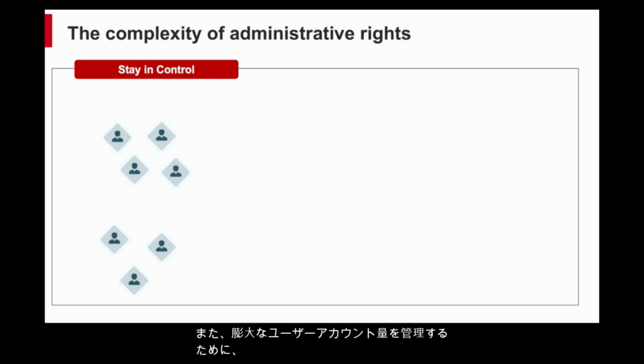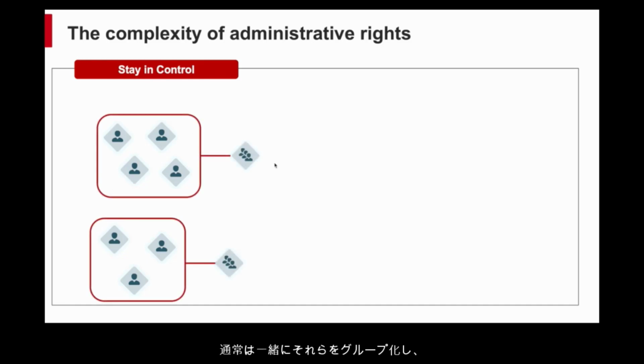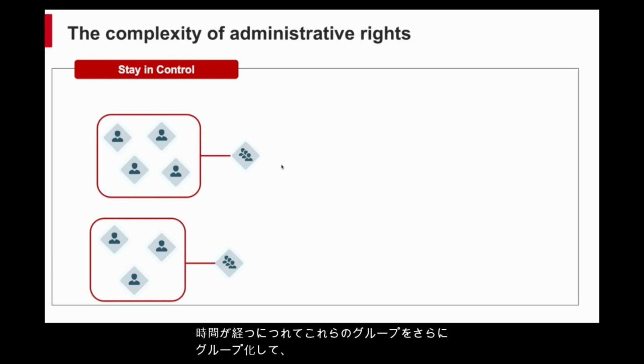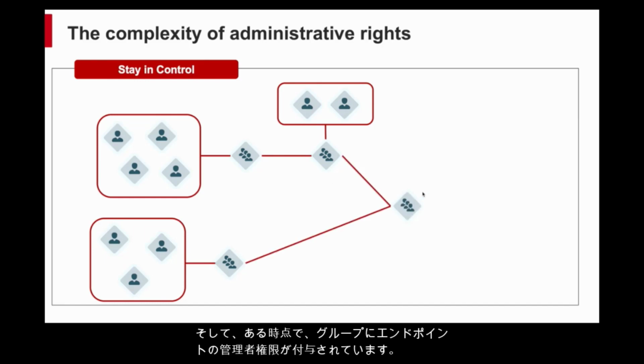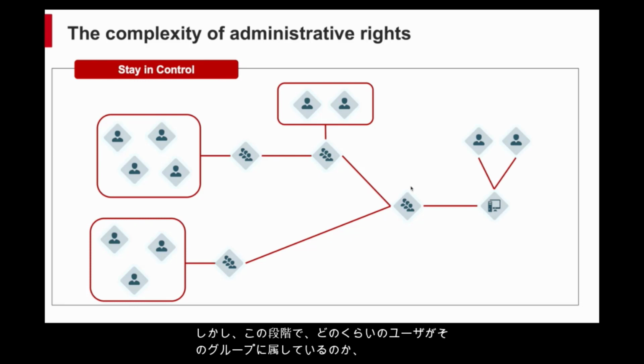In addition, to manage larger amounts of user accounts, you usually group them together. And over time, you put groups into groups, so you create so-called nested group memberships. And at some point in time, a group is granted admin rights to an endpoint. But here, no one really has a clue anymore which and how many users are actually part of this group or the underlying nested groups.